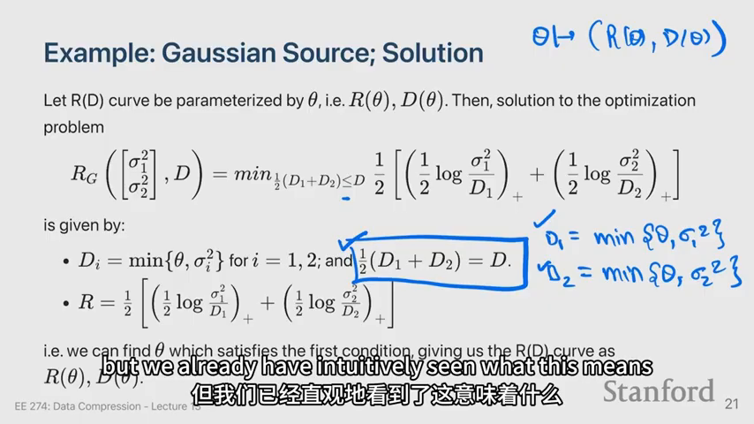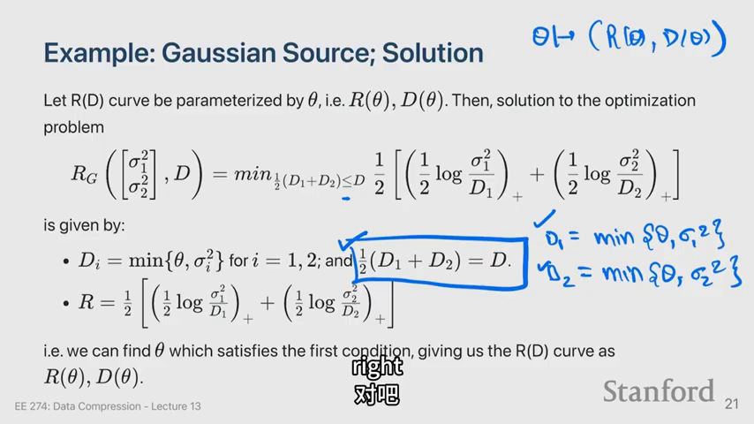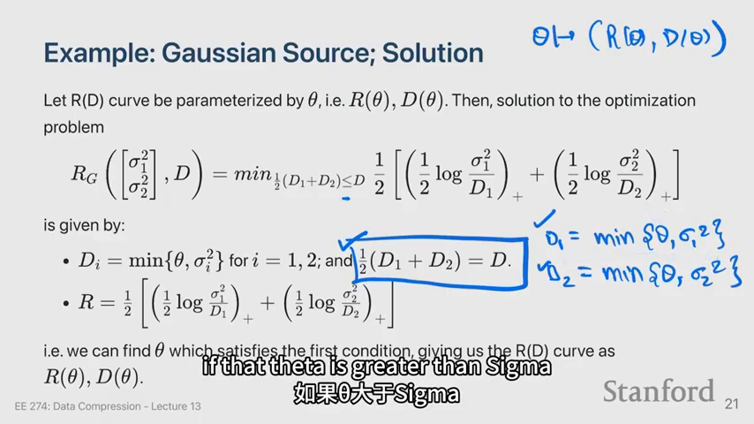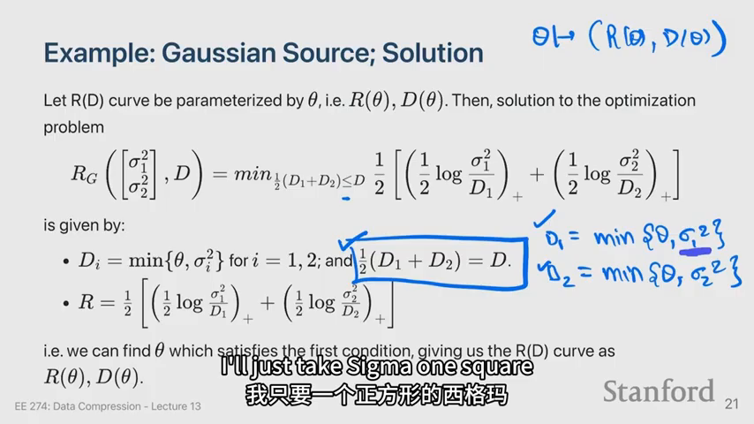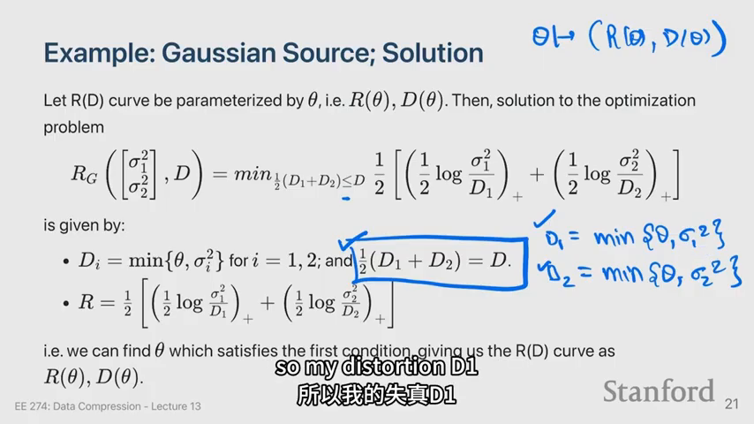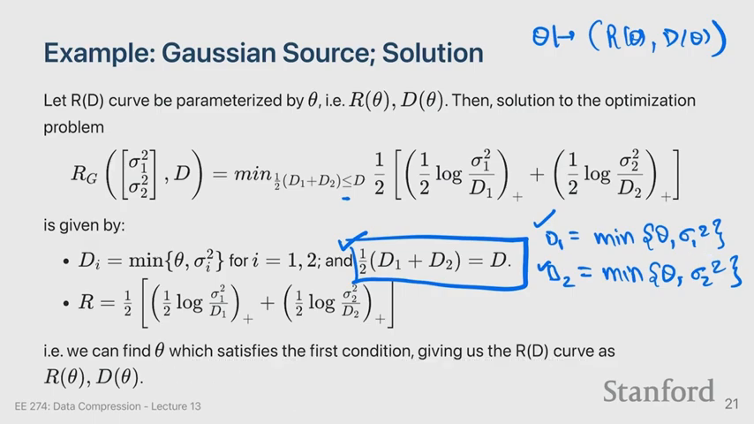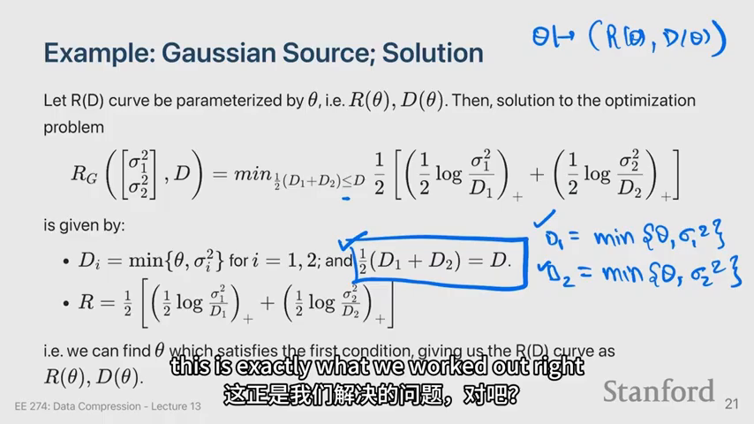But we already have intuitively seen what this means, right? So think about what it says here. It basically says, find me some theta. If that theta is greater than sigma, I'll just take sigma 1 square. So my distortion D1 can never be higher than sigma 1 square. This is exactly what we worked out, right?